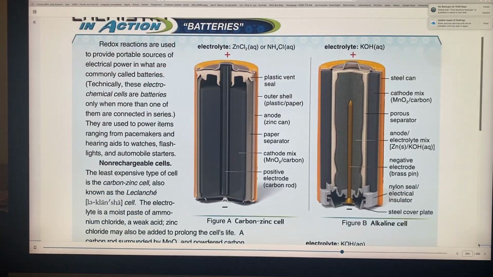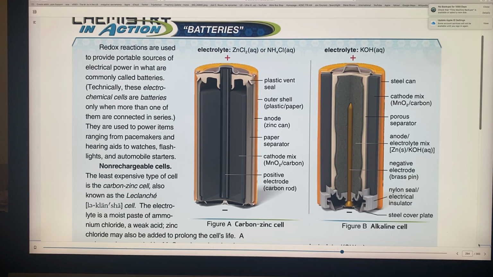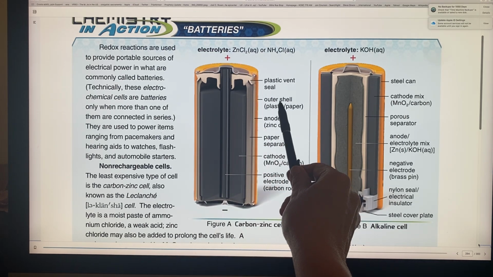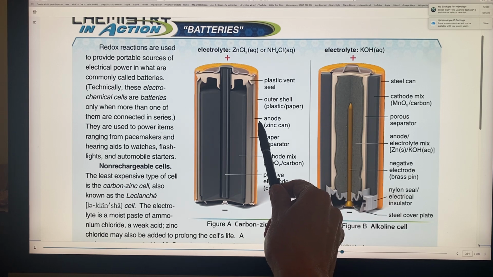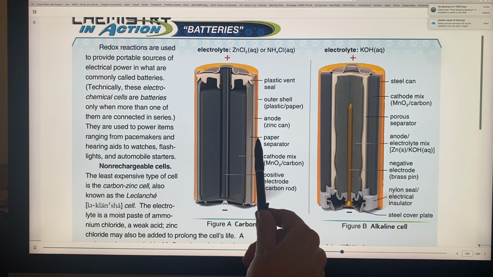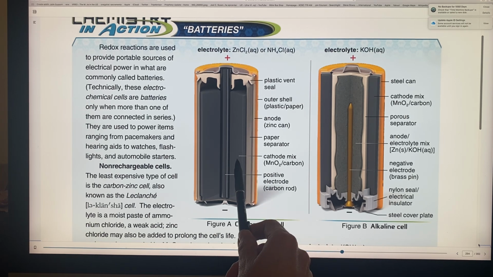Anyway, let's look here. Here's the carbon zinc cell, a picture of it. The zinc, the plastic vent at the seal, the outer shell. This side is where the anode is, and there's where the paper is. Here's the separator that we had before. Remember, we had to have the separator, and this is the cathode mix.